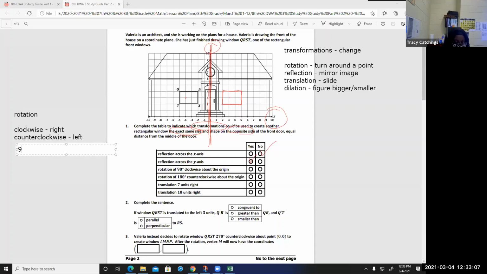So then rotations also give us the degrees. 90 degrees would be one turn, or I move one quadrant.